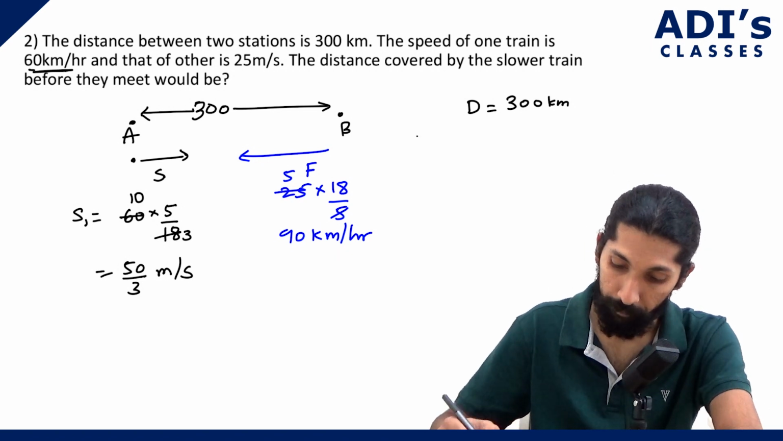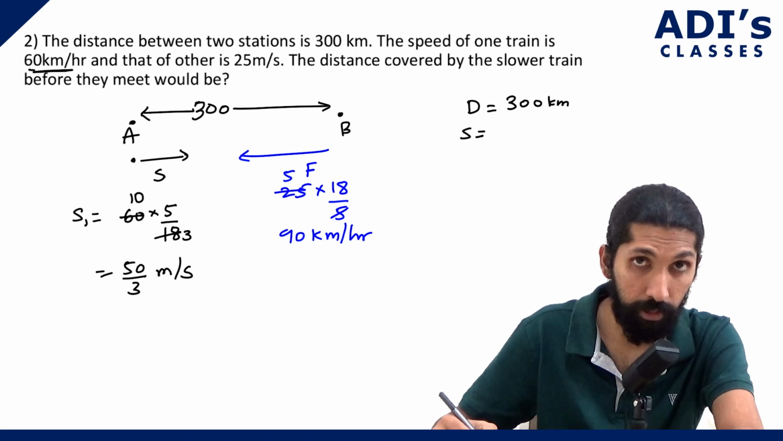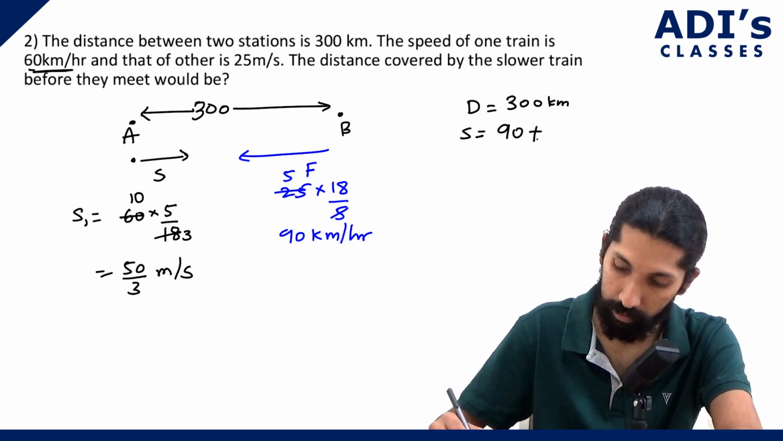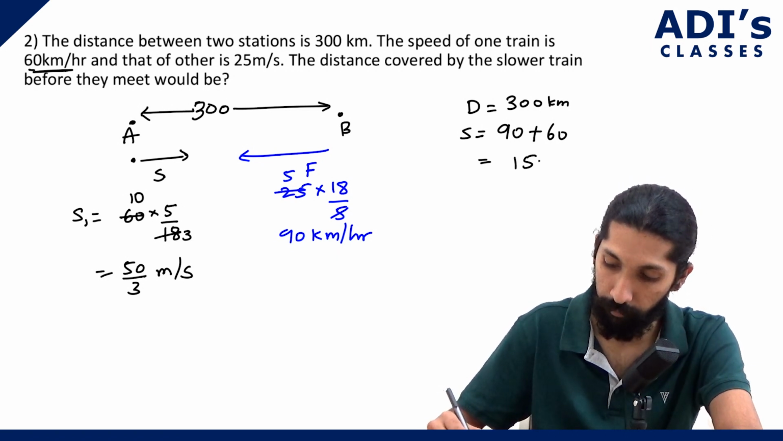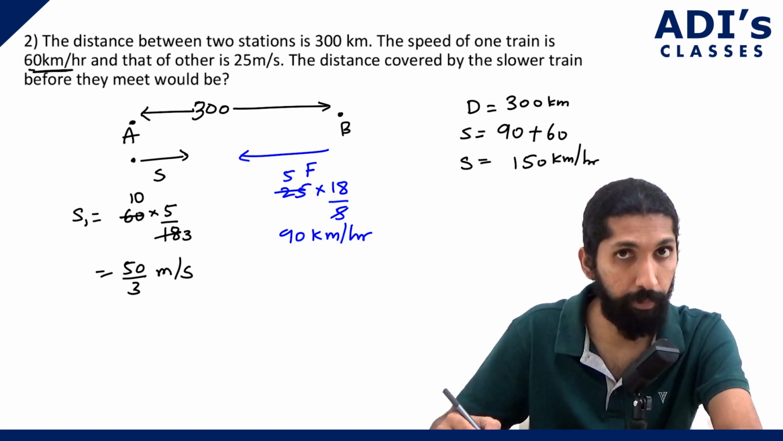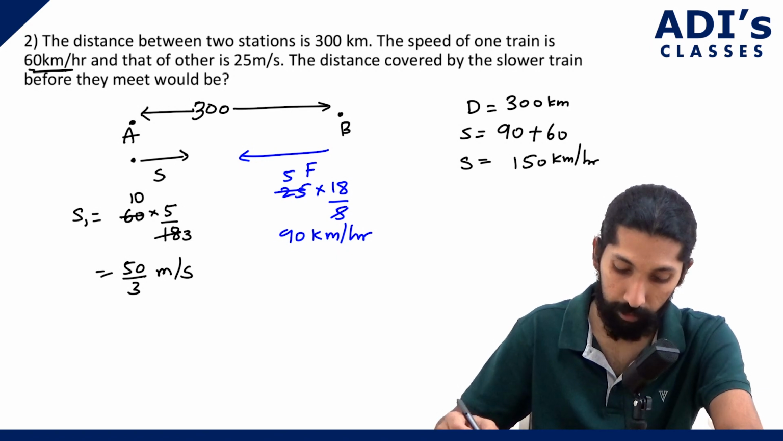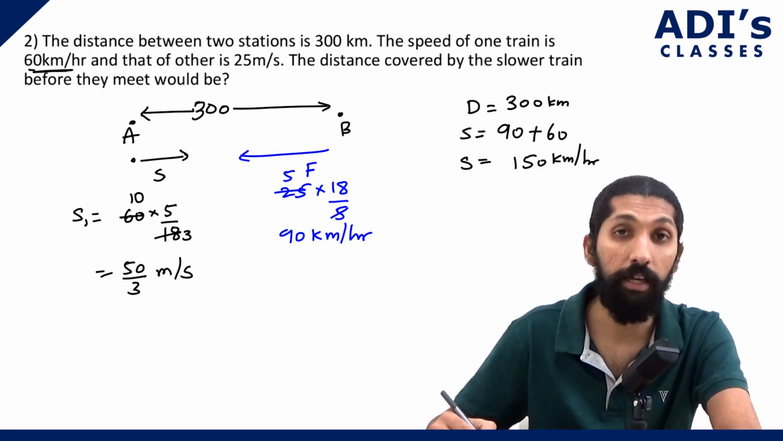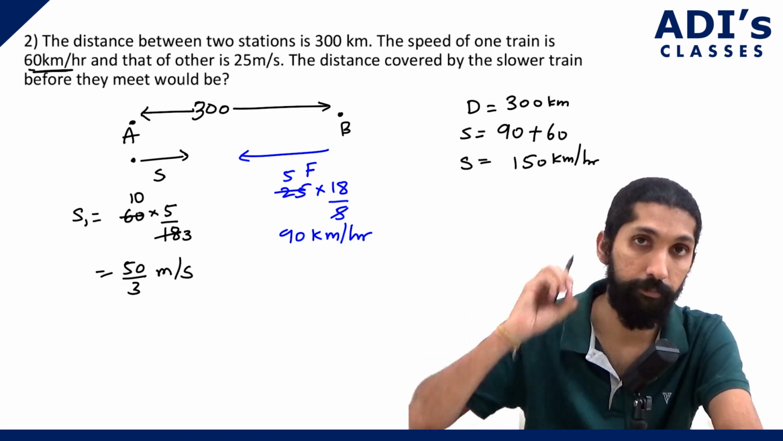Now, since they're moving in the opposite direction, the total speed is going to be 90 plus 60, right? Which is going to be 150 kilometer per hour. Remember, we are looking at the relative speed between the two trains. The question says the distance covered by the slower train before they meet would be, correct? So calculate the time first, the time at which they are going to meet.